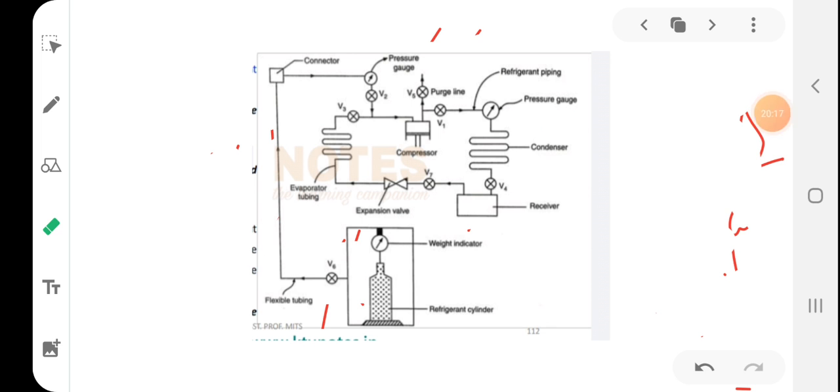So the quantity of the refrigerant charge in the system can be observed by noting the difference in the weight of the refrigerant cylinder before and after charging. So you can have a calculation, or you can identify the quantity of the refrigerant charged into the system. The amount of refrigerant to be charged depends on the size and type of installation of the system.